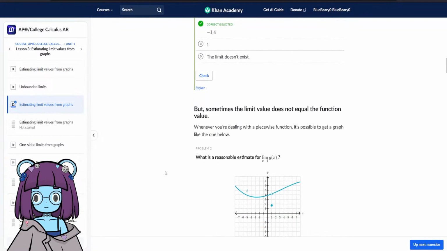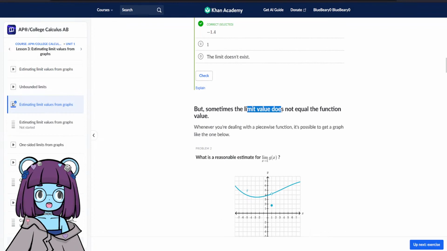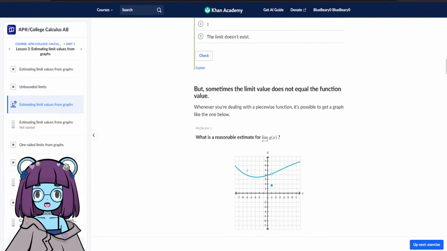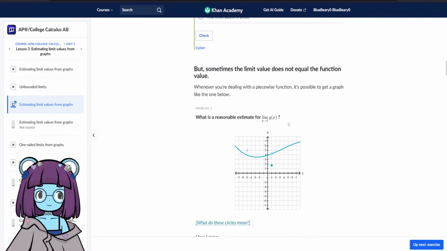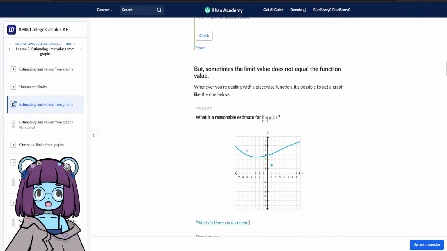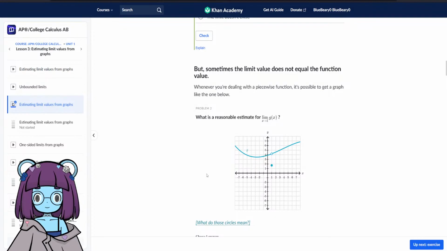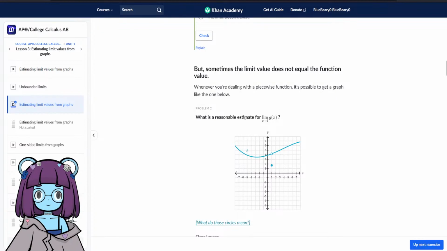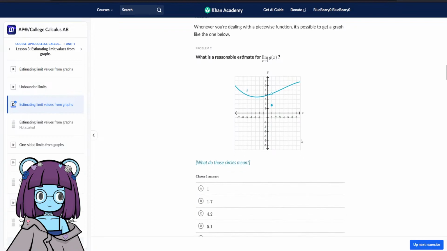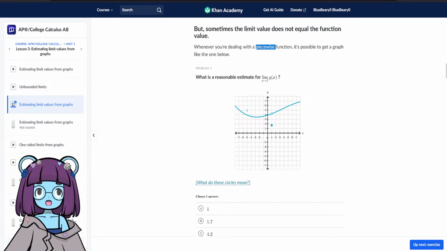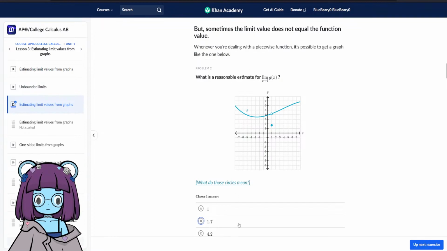But sometimes the limit value does not equal the function value, whenever you're dealing with a piecewise function. Oh no, I remember hearing about this. Piecewise function. I don't like that. What is a reasonable estimate for the limit of g of x as x approaches 1? I don't really remember exactly what this means, but I've heard this term way too many times when I was younger.